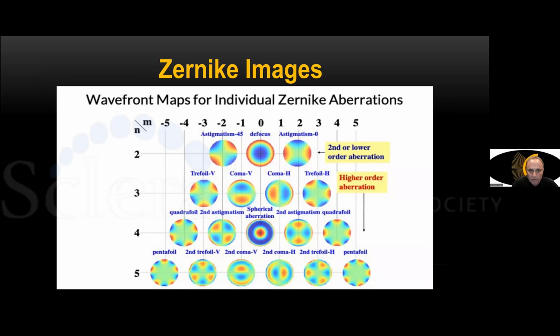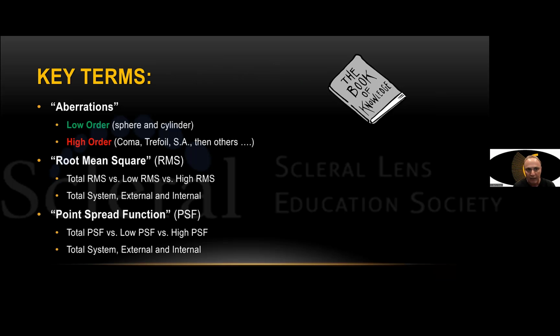Many of these terms we've heard of: trefoil, coma, spherical aberration, quadrifoil, secondary astigmatism, and such. And again, we can describe these mathematically, but suffice to say, some of them, like coma, like trefoil and spherical aberration, are some of the most common and most significant we encounter in clinical practice.